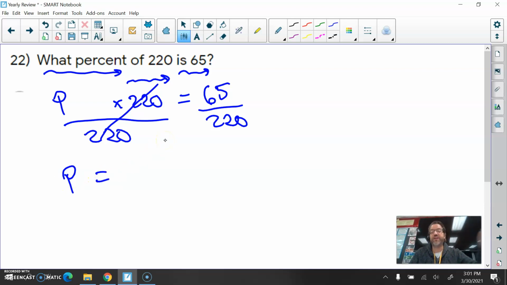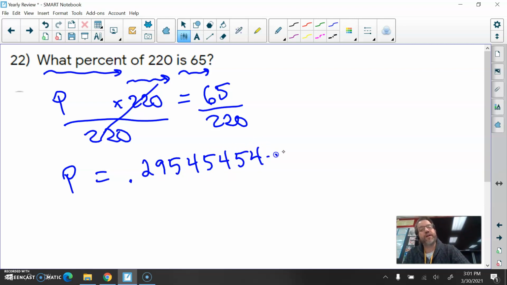This is where having a calculator will be very helpful. So I'm going to take 65 divided by 220. It's the top number divided by the bottom. And that equals 0.295454 and on and on and on forever. Now that's your decimal value. To convert it to a percent, you move your decimal point right 2 spaces.